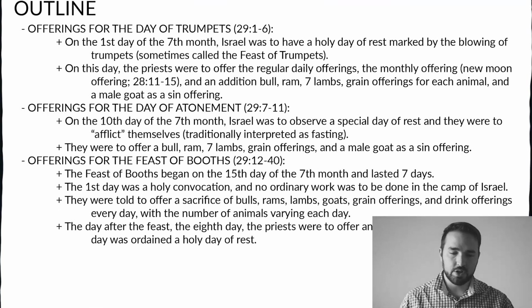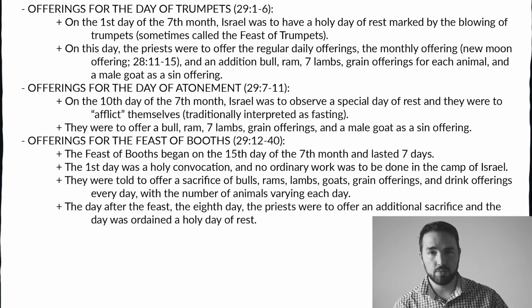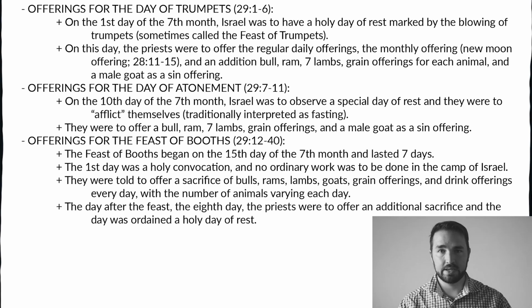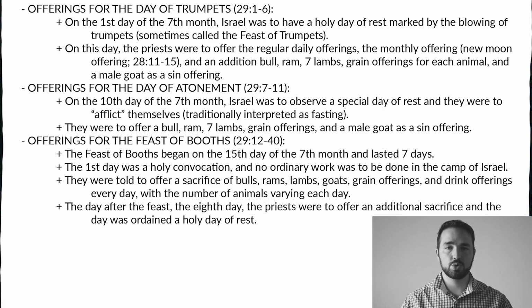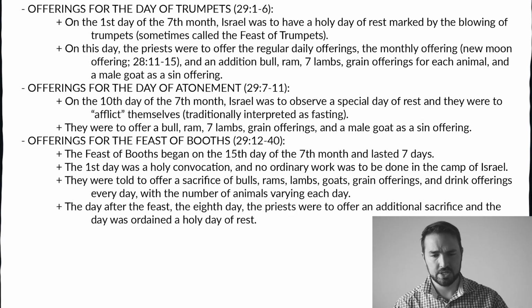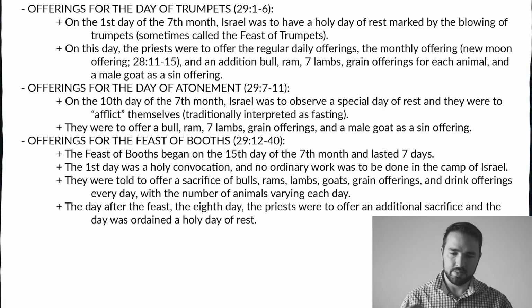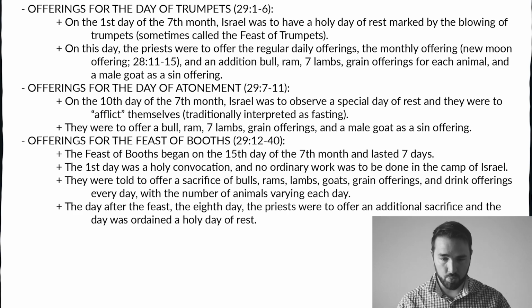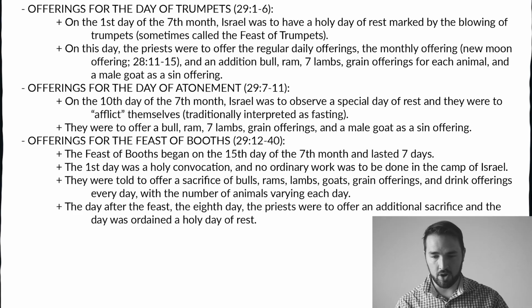Verses 7 through 11 talk about offerings for the Day of Atonement. So the 10th day of the 7th month, Israel was to observe another special day of rest, and they were to afflict themselves, which has traditionally been interpreted as they were supposed to fast that day. They were to offer a bull, a ram, 7 lambs, grain offerings, and a male goat as a sin offering.